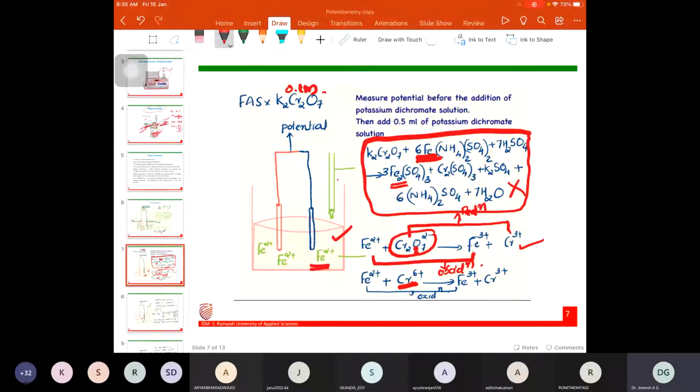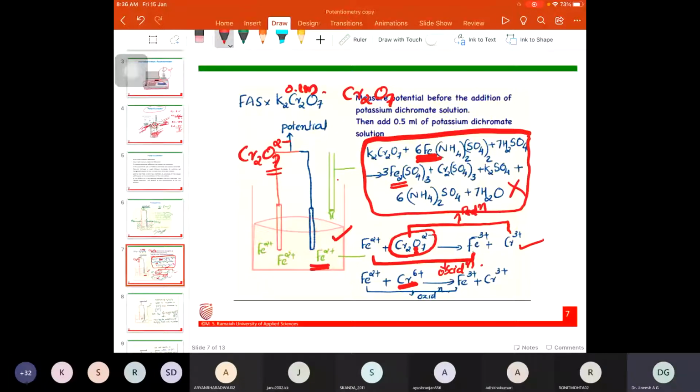If you have doubt, just find the oxidation state of chromium. You will get it as +6. Very simple. See, Cr2O7 2-, I will calculate it. What is the oxidation state of normal oxygen? -2. Right, -2. So total will be.